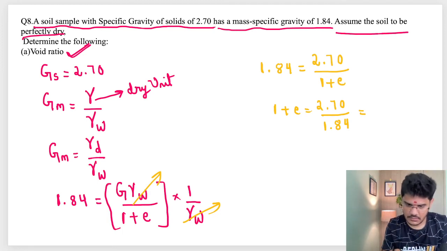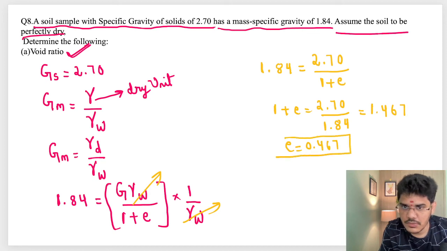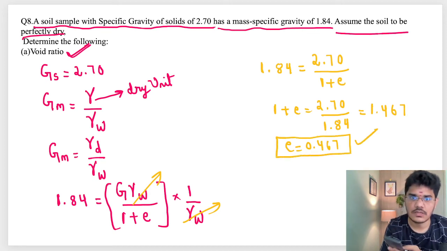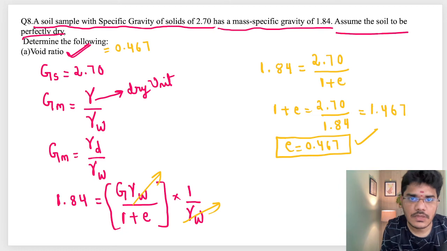Then e value is coming out to be, so this will be around 1.467. Now e value is equal to 0.467. This is as simple as that. So e value is coming around 0.467.